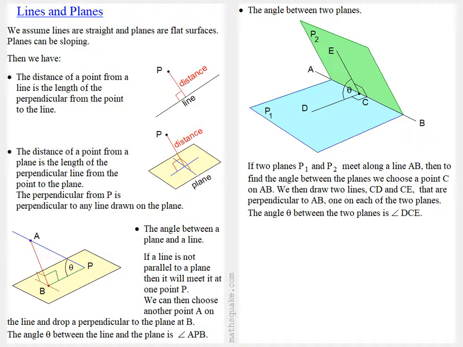If we were to look along the line AB, then the two planes would appear as lines, and the angle would be the angle between those two lines.